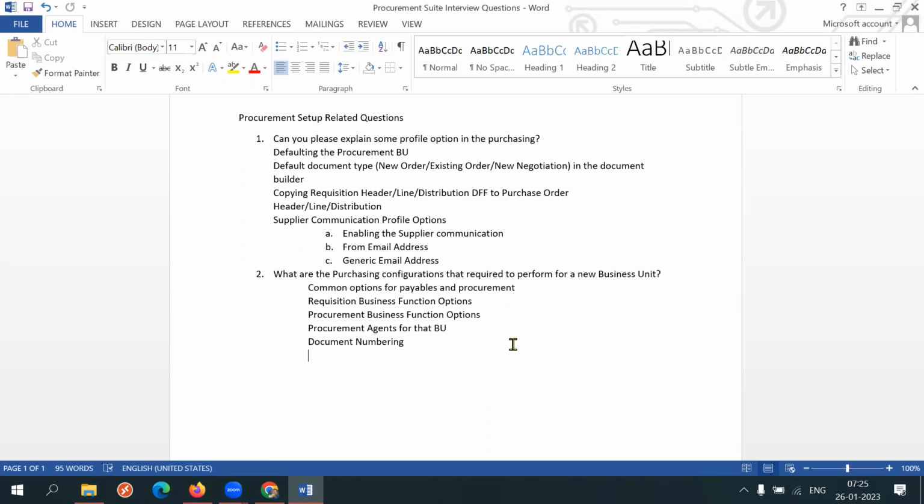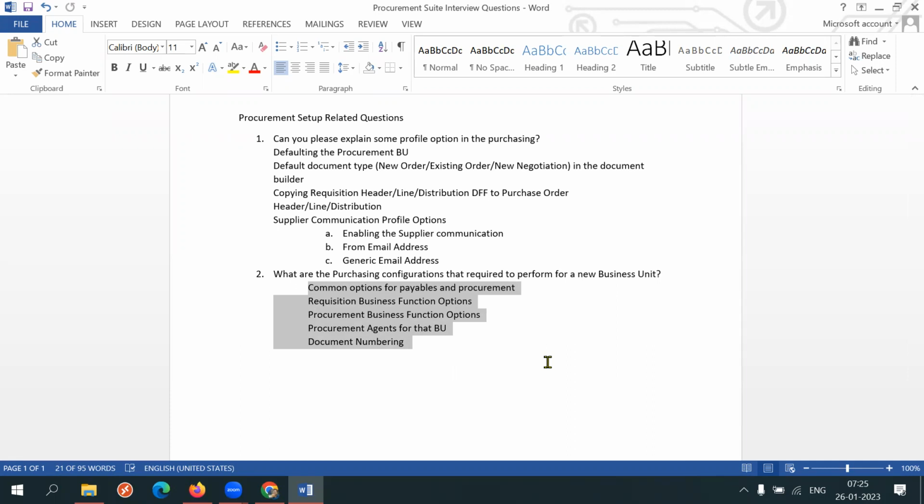And other setups also, like somebody said buyer assignment rule. Buyer assignment rule also same answer. So if you're identifying the buyer based on the business unit, then buyer assignment rules is actually an optional setup. It's not a mandatory setup also. So if you mention buyer assignment rules for this question, you should be able to face the next questions on that setup. Okay.